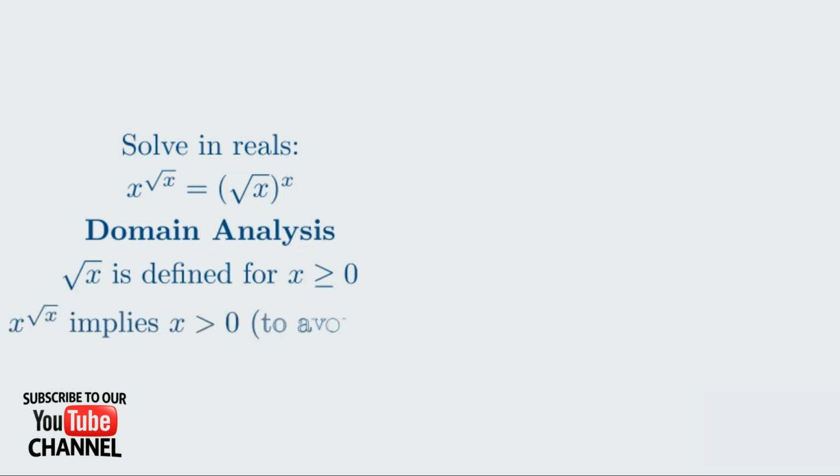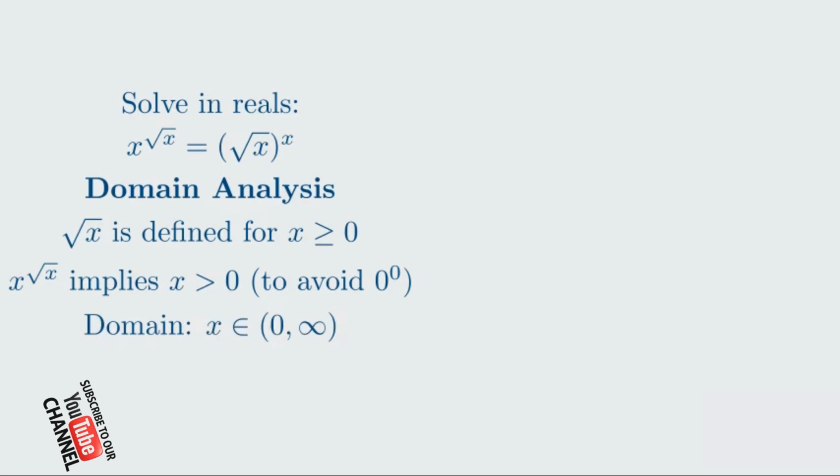Next, consider x to the power of the square root of x. If x were equal to 0, this expression would be 0 to the power of 0. In mathematics, 0 to the power of 0 is an indeterminate form, and often it's defined to be 1. However, to avoid this ambiguity and simplify our solution, we'll assume x is strictly positive for now. So, we will proceed under the assumption that x is a positive real number. This is our domain for finding solutions.